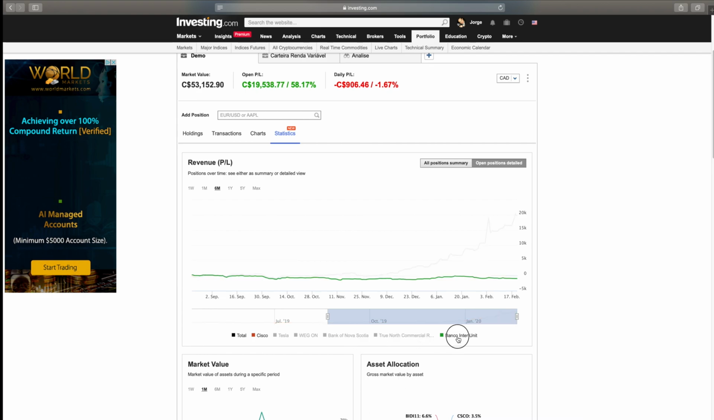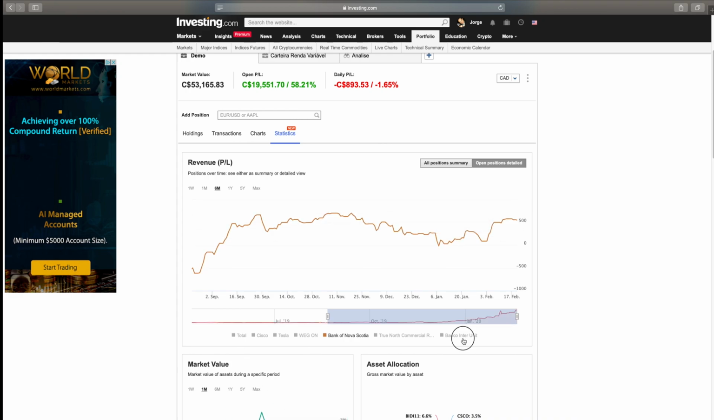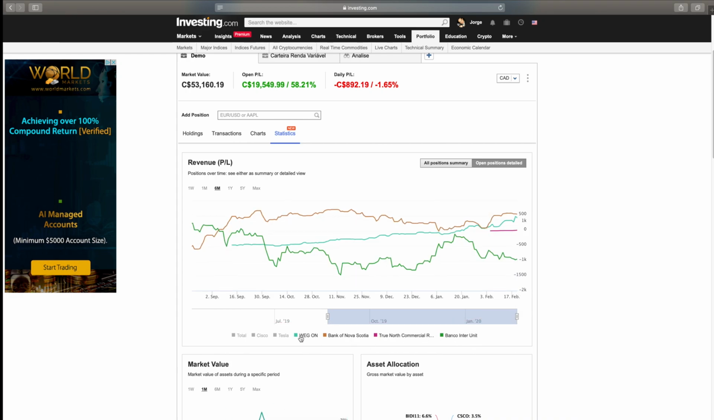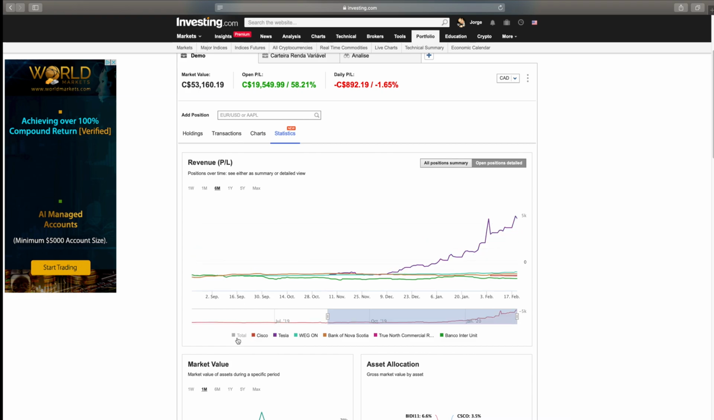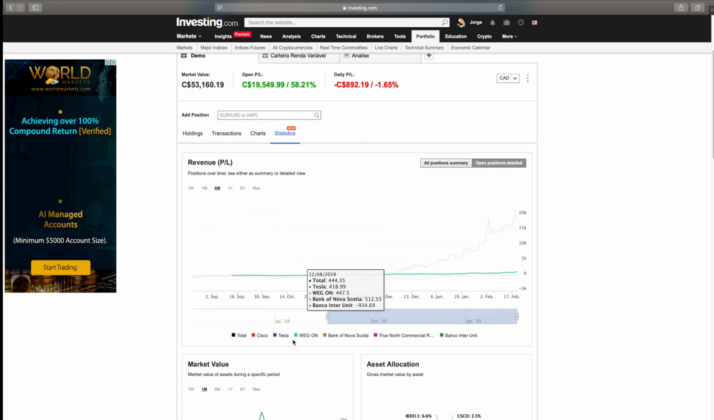If you click, it will remove them. Basically, we toggle them. So let's put Bank of Nova Scotia again. Let's remove the total. If you have lots of stocks in your portfolio, when you come here, you can see the number of them. If I stop the mouse over one of those stocks, I can see only that one in my portfolio, since it came to my portfolio.